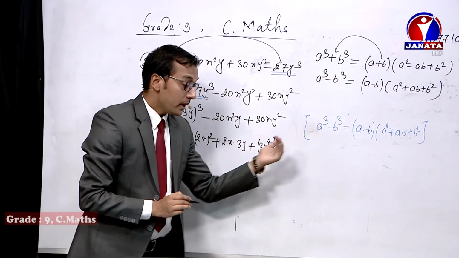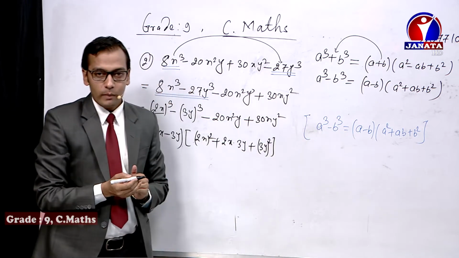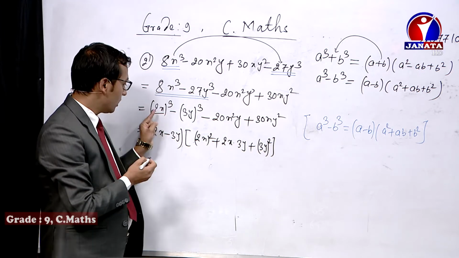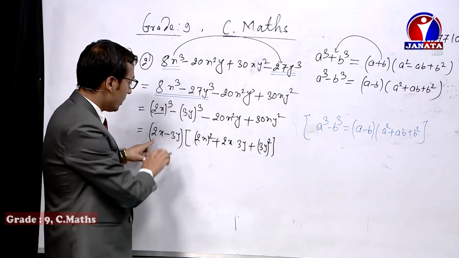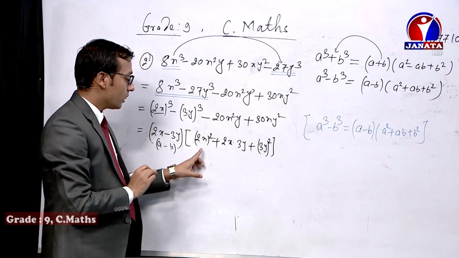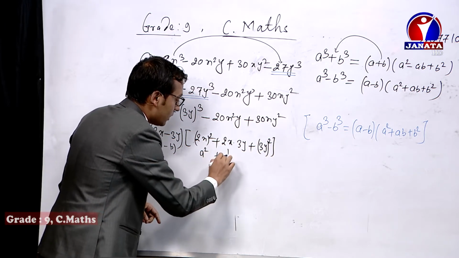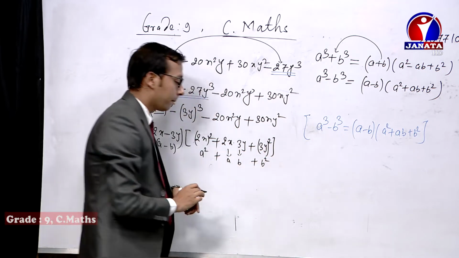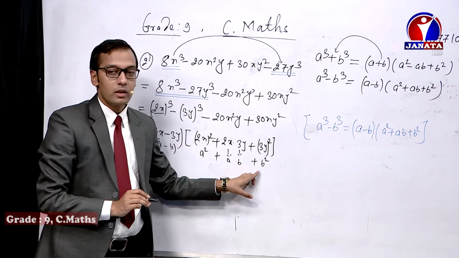Okay, let me repeat this again. These 2 are the factors of a cube minus b cube expression. So what is a in this case? 2x, and b is 3y. So the first factor is a minus b, times a square plus ab plus b square. A minus b times a square plus ab plus b square.